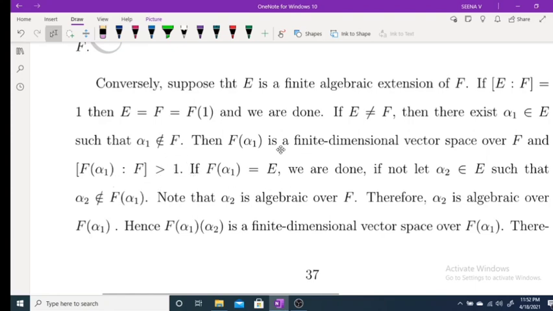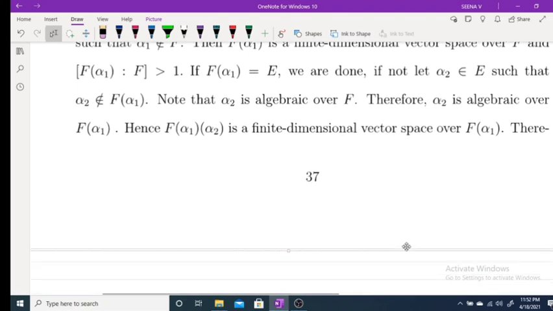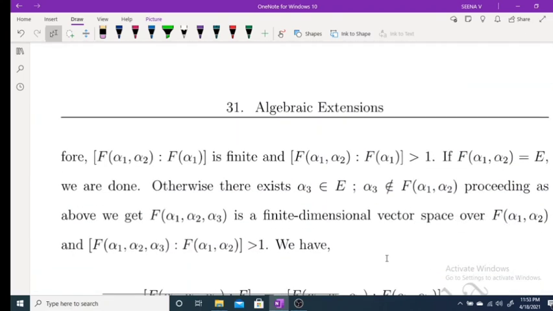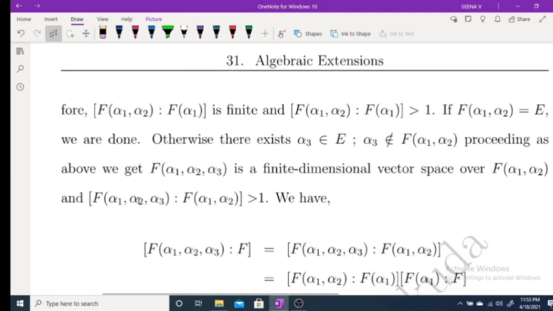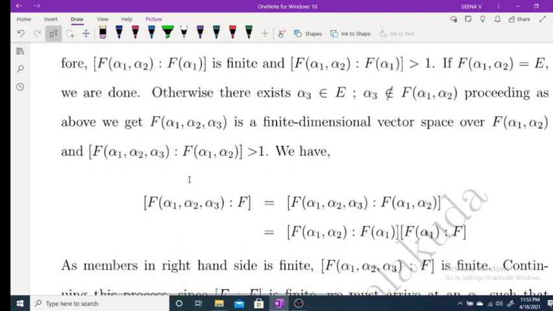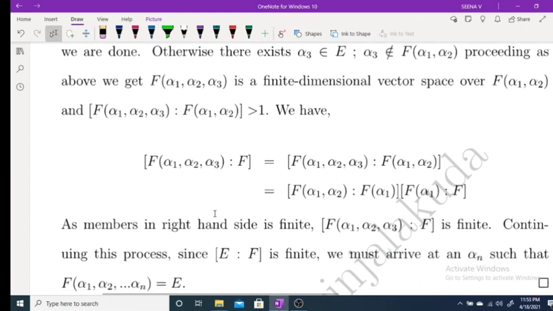If F(alpha_1) equals E, then we are done. If not, choose an alpha_2 belonging to E such that alpha_2 does not belong to F(alpha_1). Then alpha_2 is algebraic over F, therefore it is algebraic over F(alpha_1). Therefore F(alpha_1, alpha_2) is a finite dimensional vector space over F(alpha_1). Therefore the degree is finite, and this is greater than 1. If this is equal to E, then we are done. Otherwise you repeat this process, and finally we get like this.